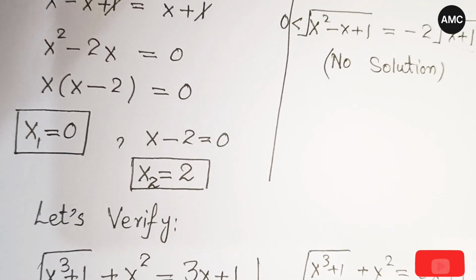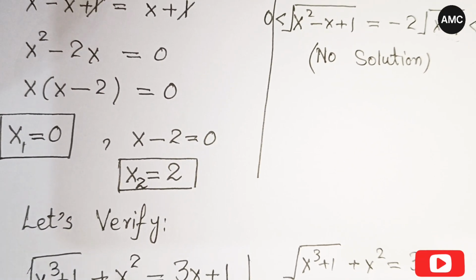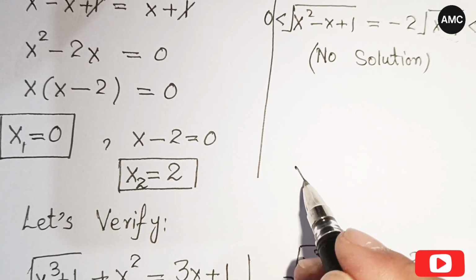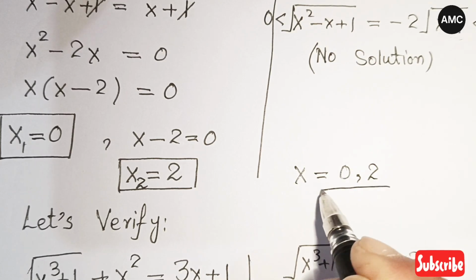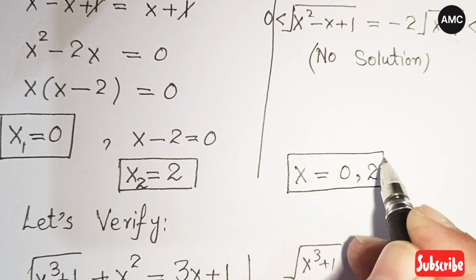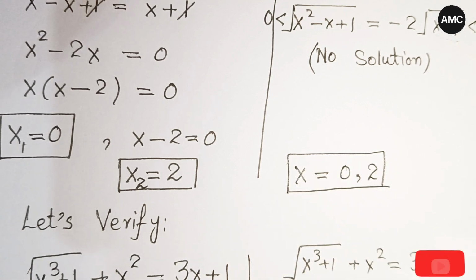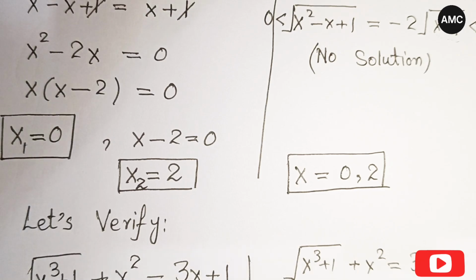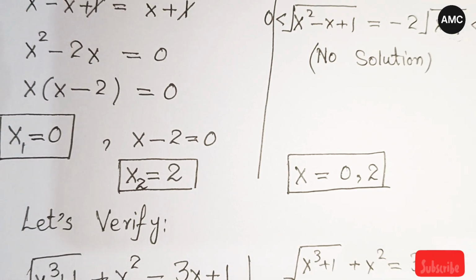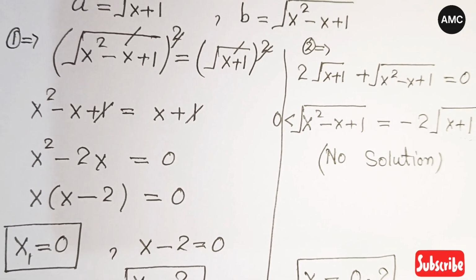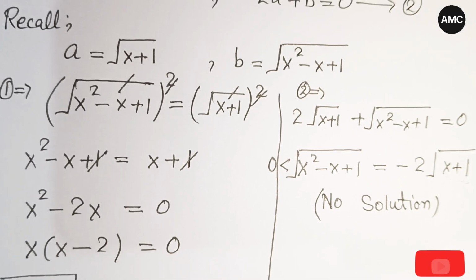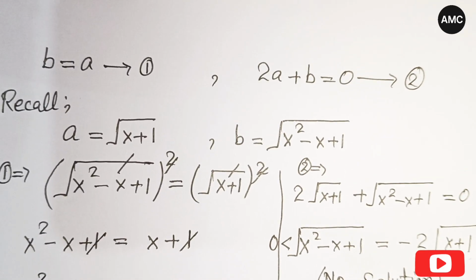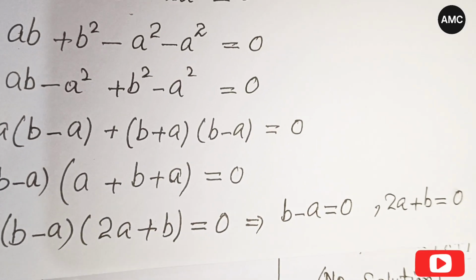So our final values are that the value of x is 0 and 2. So here if we check our entire solution step by step, here we have our final solution. So that's it for today.